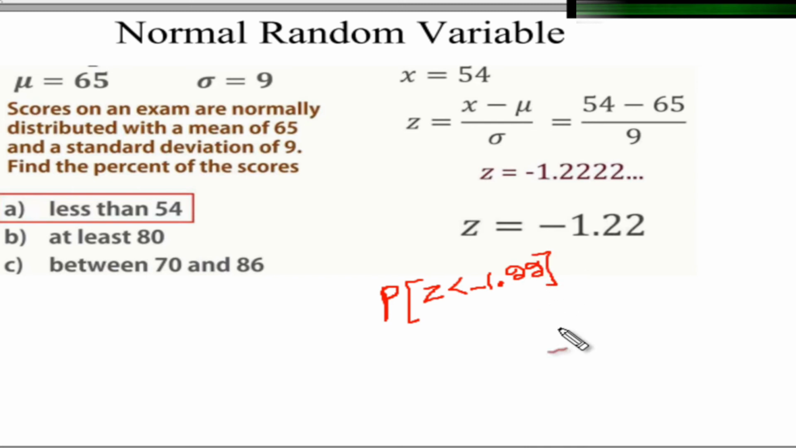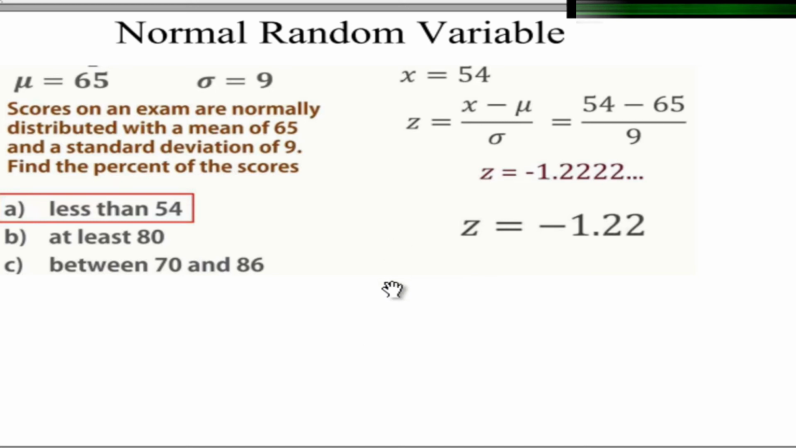Okay, if you have a bell curve, and minus 1.22 lies here, you have to find this. This is the probability of all the events that z has the value less than minus 1.22. Okay, you have to find it. So how would you find it? This is a very important step.